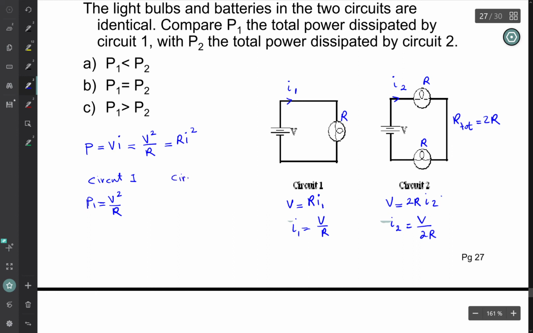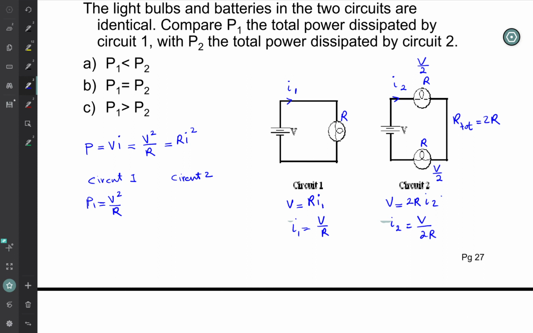Now, if I look at circuit 2, the power dissipated in light bulb 1, let's say the top bulb, would be V squared over R, but the V across that light bulb is not the total V. Because the two resistors are in series, the battery's voltage will be divided into two equal voltages, V over 2 and V over 2. So we have V over 2 here and V over 2 at the bottom. Because they are in series, the voltage will be divided.